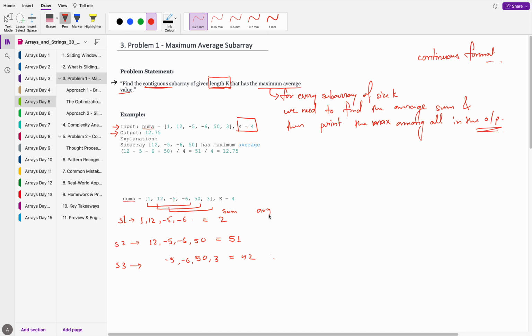Now average. Average would be the sum divided by the total number of items. So 2 by 4, 51 by 4, 42 by 4. Correct? That's what it would be. Here the average would be 12.75. Here, what would it be? 10.5, I think. And here also it would be 12.75. So this is what it is going to look like, and the maximum is 12.75, which is the answer.